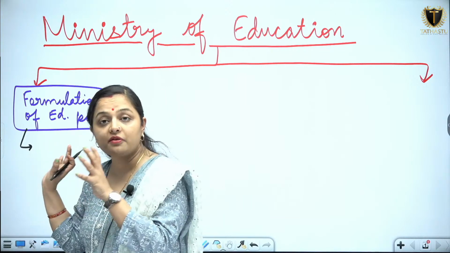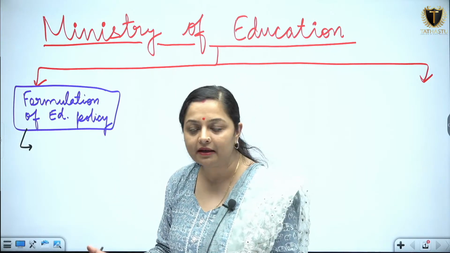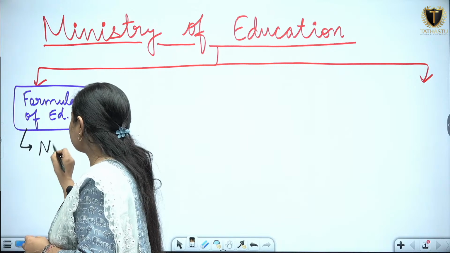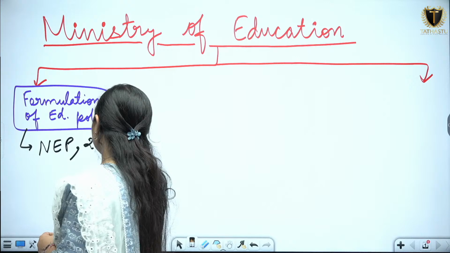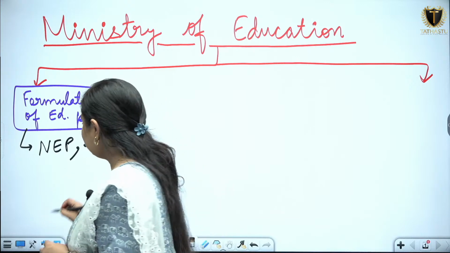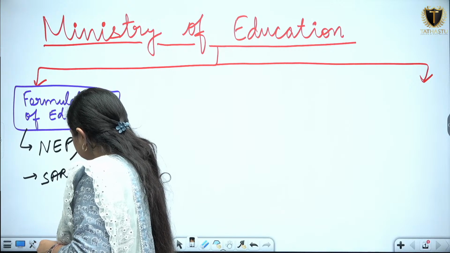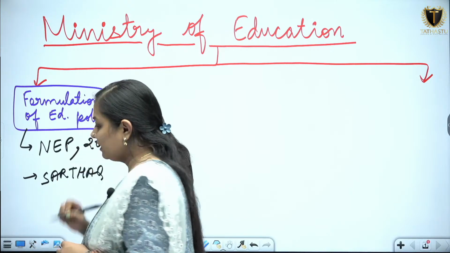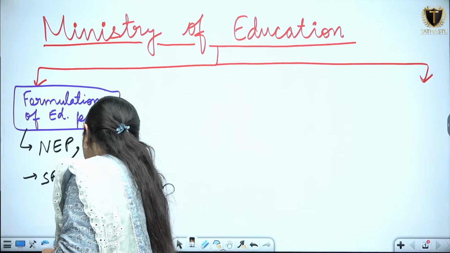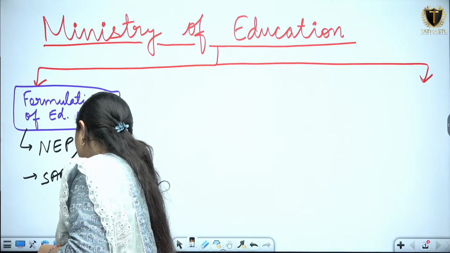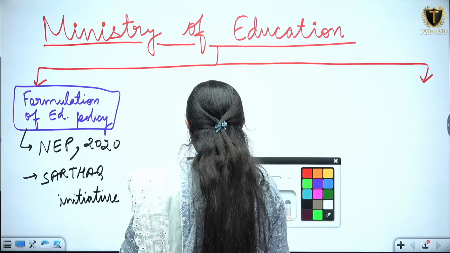Okay, now under this formulation of education policy there are various schemes, and apart from that, when it comes to the formulation of education scheme, how can actually we forget about the NEP 2020, right? So national education policy जो है वो इसी के ही तहत लेकर के आया गया था. Okay, and इसी में ही you can have this सार्थक. What we have, this is the Sarthak initiative. We have the Sarthak initiative. Okay, now comes the another one.